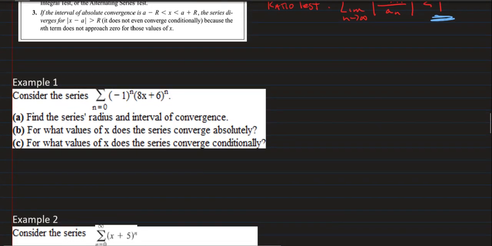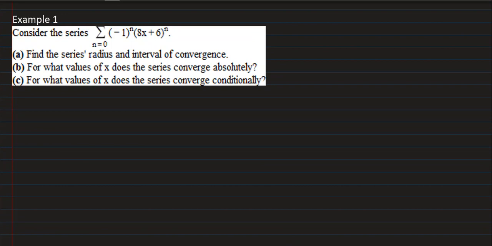So let's look at example 1 here. Since I want to use the ratio test, I'm going to start by identifying what a sub n is and what a sub n plus 1 is. So a sub n is going to be negative 1 to the n times 8x plus 6 to the n. A sub n plus 1 is going to be this, and we can simplify that by saying that that's going to be negative 1 times, this is still going to be negative 1 to the n plus 1, but because with the ratio test we use the absolute value, I'm not terribly concerned about that negative. And this would be 8x plus 6 to the n times 8x plus 6 to the first.